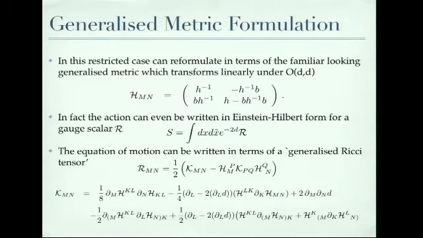However, things become a bit clearer when written in terms of the generalized metric. And we've seen this generalized metric before, because this is exactly what was used in the doubled formalism. In fact, the action can be written in an Einstein-Hilbert-like form for some gauge scalar, called R here, where R is a function of H and the dilaton. So R is given in terms of this K, and this can be thought of as a projector acting on K, and K is just given in terms of H and the dilaton.